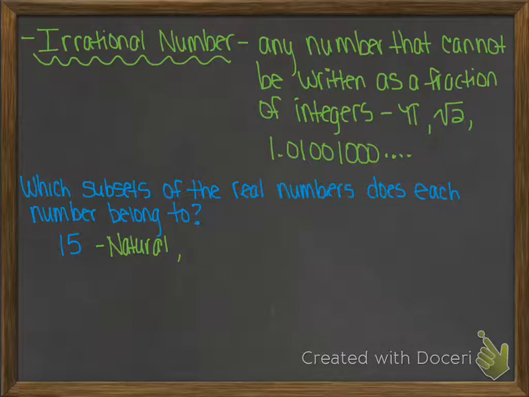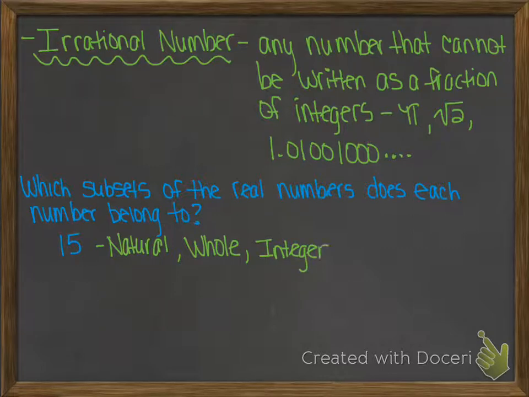Is it a whole number? Well, whole numbers we wrote are natural numbers and 0. Since it is a natural number, it is also considered a whole number. So I'm going to write down whole. Is it an integer? Well, again, integers are natural numbers, their opposites, and 0. It is a natural number, so it is also an integer.